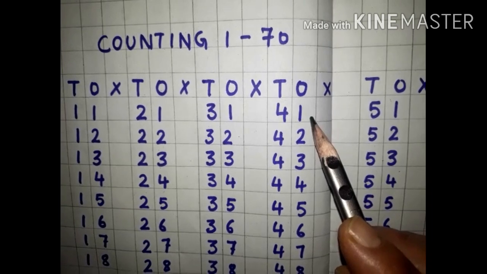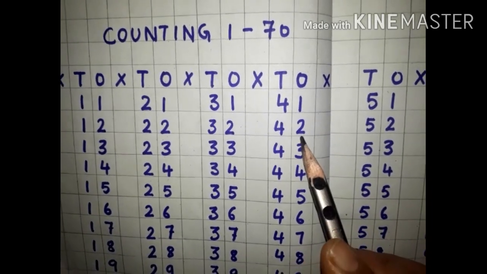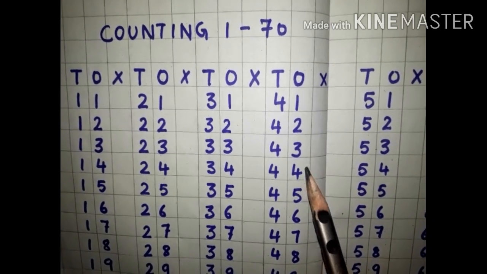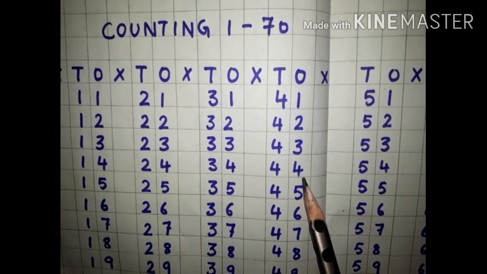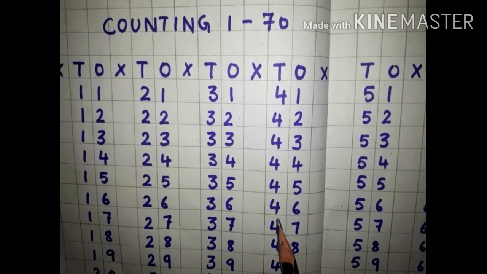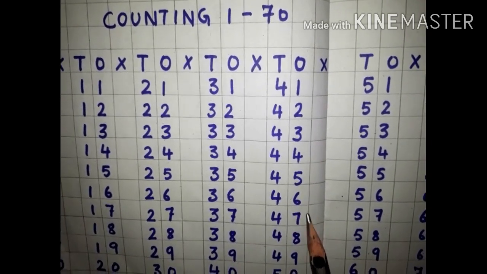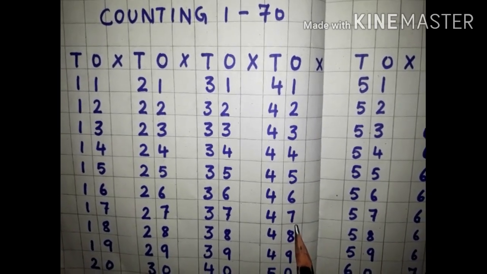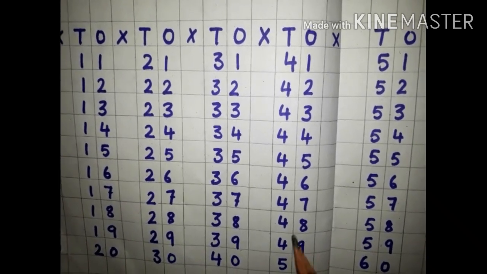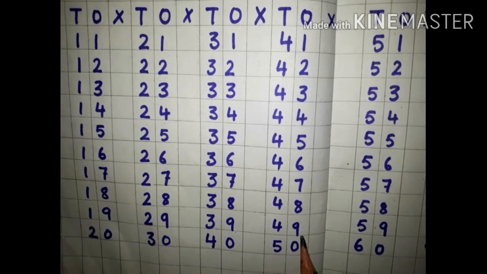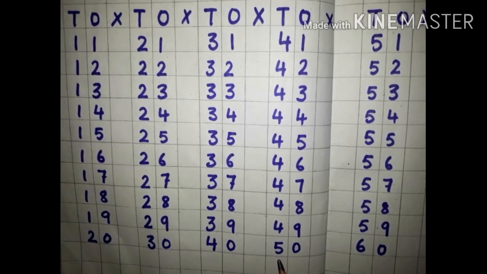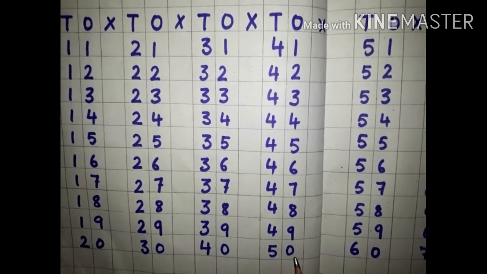4, 1, 41. 4, 2, 42. 4, 3, 43. 4, 4, 44. 4, 5, 45. 4, 6, 46. 4, 7, 47. 4, 8, 48. 4, 9, 49. What comes after 49? Yes, it's number 50. It's 5, 0, 50.